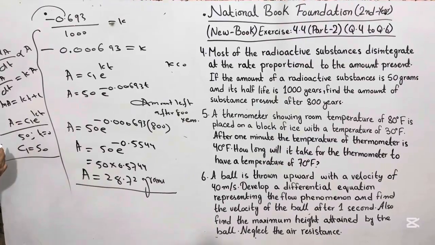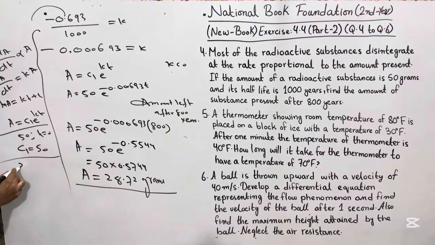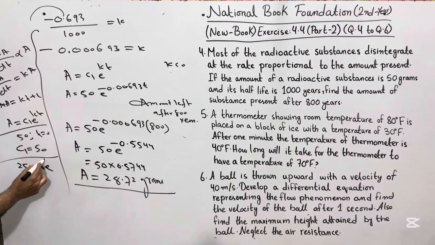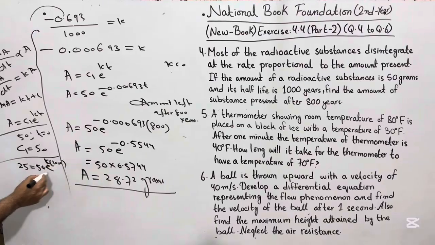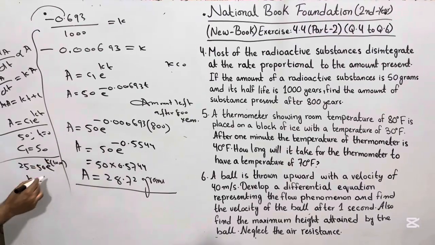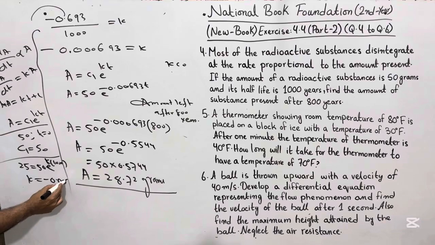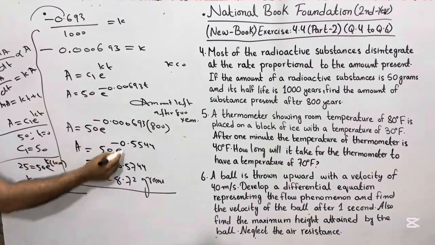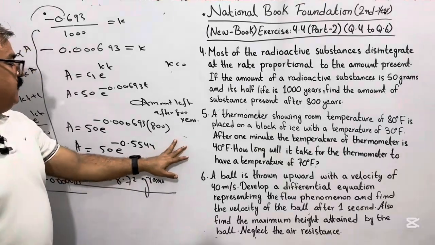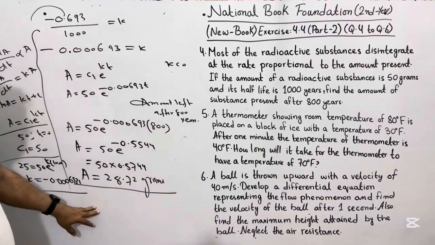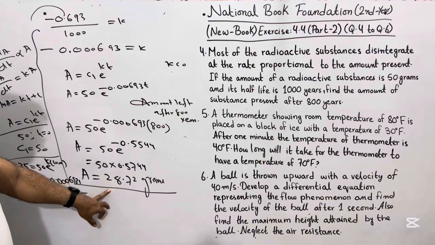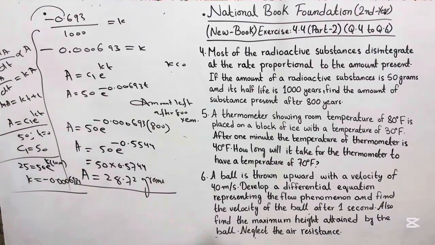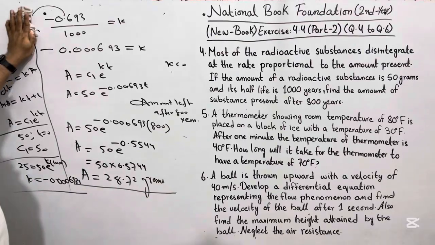Then it has a half-life of 1000 years. Amount left is 25 grams after 1000 years. Utilizing this condition, we have the value of k, that is, negative 0.0006931. Putting both these values here, we are asked finally to find the amount present after 800 years. It is 28.72 grams left after 800 years. Cool. Moving towards the next question.